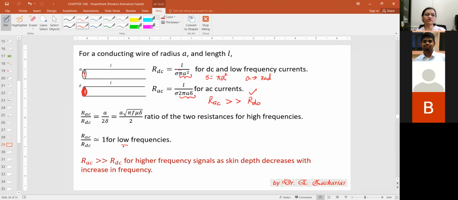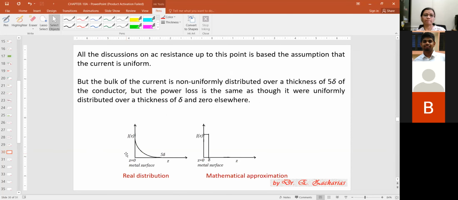Whereas for low frequency or for DC, it is 1. Whereas R_AC by R_DC will be a by 2 delta, or a pi f mu delta by 2. This is the ratio of the two resistances for high frequency. So actually, you can measure delta by carrying out the AC resistivity studies and DC resistivity studies. By just performing 2 experiments, you can calculate your delta. So R_AC is much, much greater than R_DC for high frequency signal, as delta is very small for high frequency.